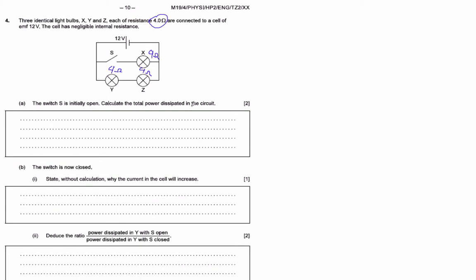Calculate the total power dissipated in the circuit. I think you can do that. I don't think you need help. I think the best way to do it is V squared over R would be what I would do. But there's all sorts of ways, and you really should be able to do this, okay?